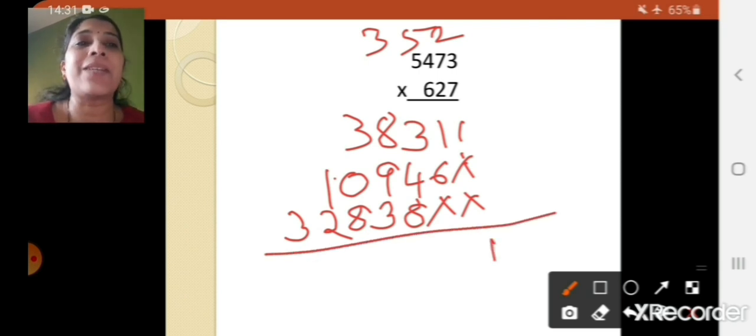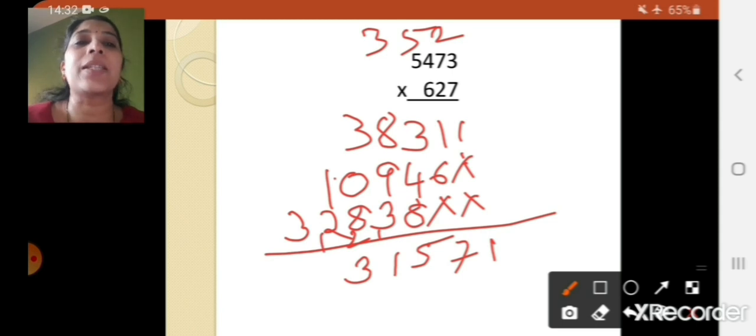1 plus 6 is 7. 3 plus 4 is 7 and 7 plus 8 is 15. So 5 written down, 1 carried over. 8 plus 9 is 17. 17 plus 3 is 20. 20 plus 1 is 21. So 2 carried over. 3 plus 8 is 11. 11 plus 2 is 13. 1 carried over.